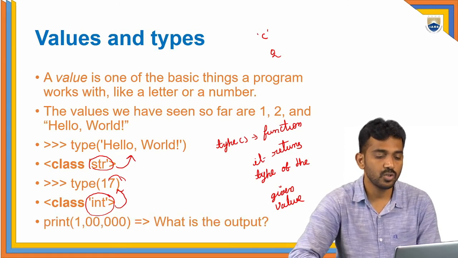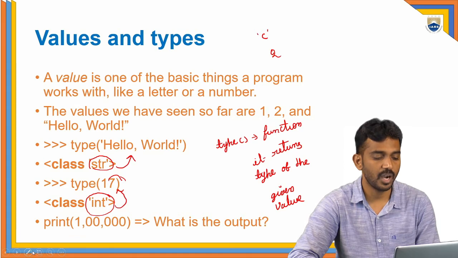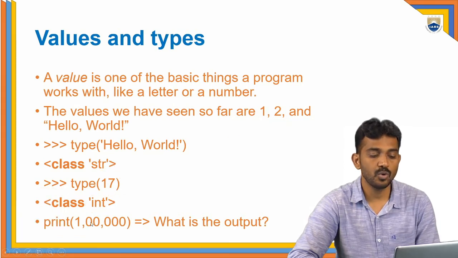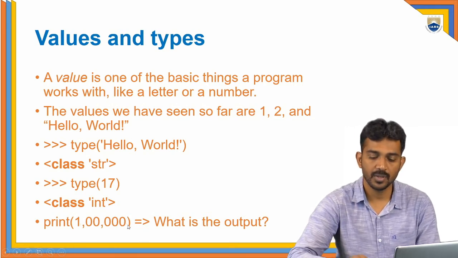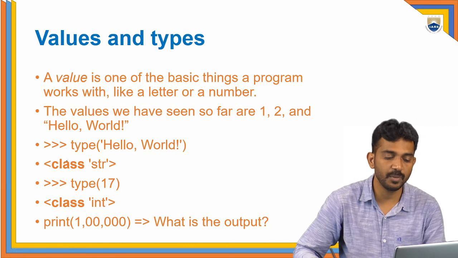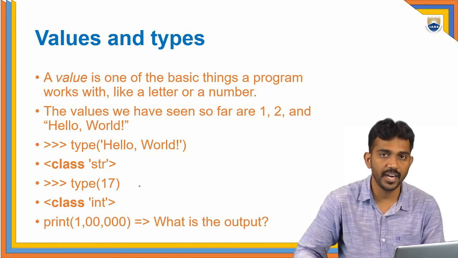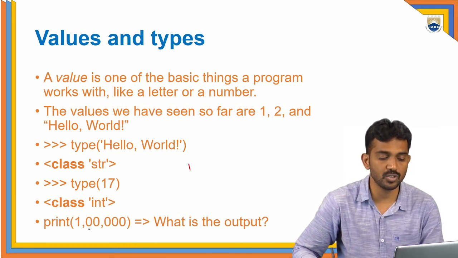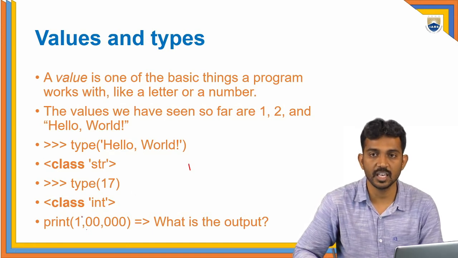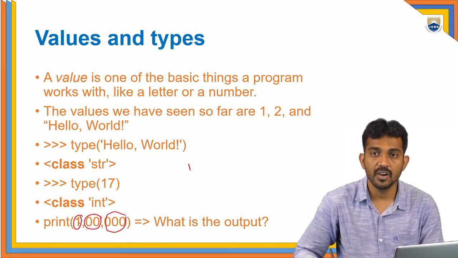Next, what is the answer for this question? I have given one question. What is the output of print(1, 0 0, 0 0 0)? If you execute this statement in your compiler, your interpreter, your IDE, first it prints 1 as it is. Please note that the interpreter takes this as one statement, this as another statement, and this as yet another statement. So for the first statement it prints 1, for the next statement it prints the zeros.